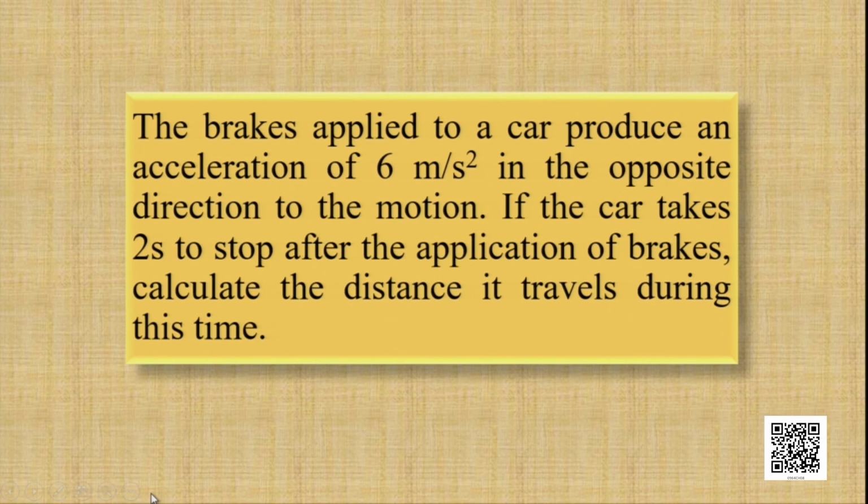travels during this time. Here we see a negative acceleration because the car is coming to a rest. To solve this, what will we do here? We have to take the acceleration as minus 6 meter per second square. The equation of motion that we will use here is the first equation, that is v is equal to u plus at, and also we will use the second equation, that is s is equal to ut plus half at square. Just have a look at how we solve it.